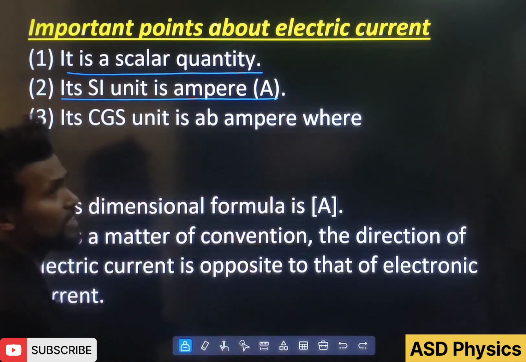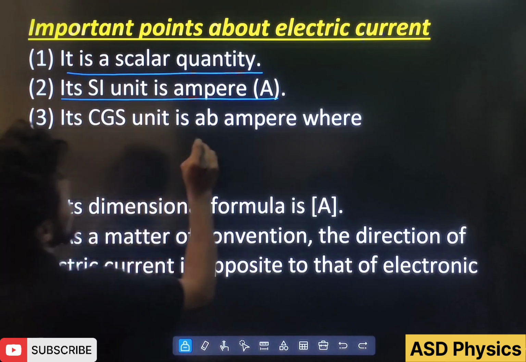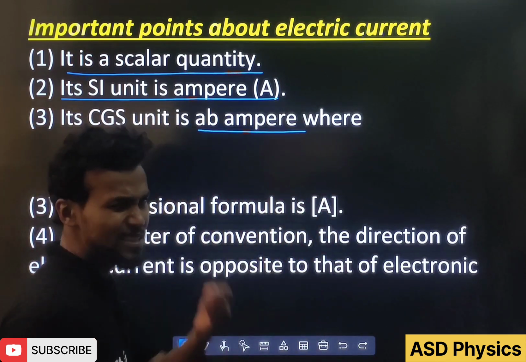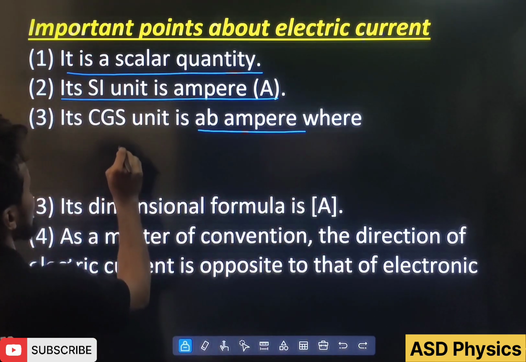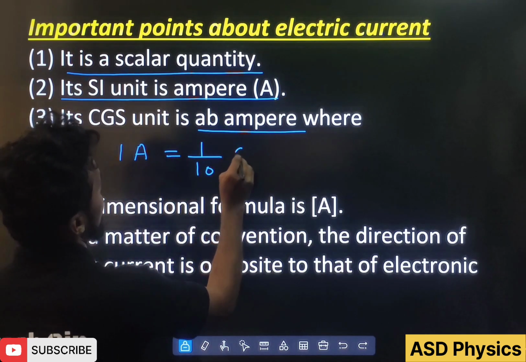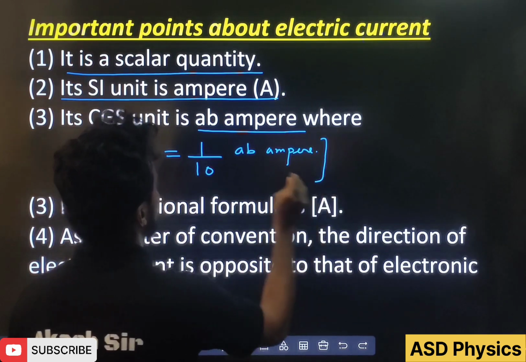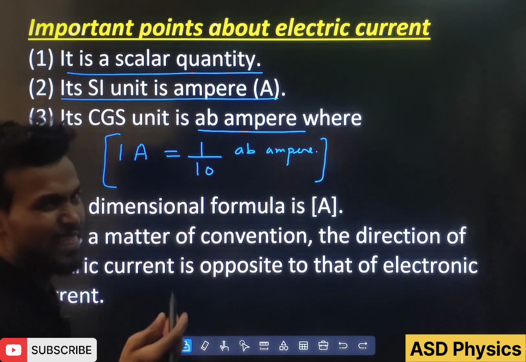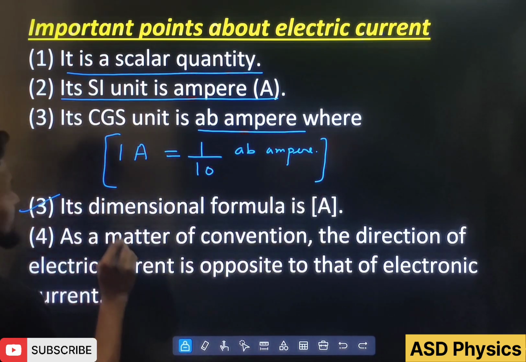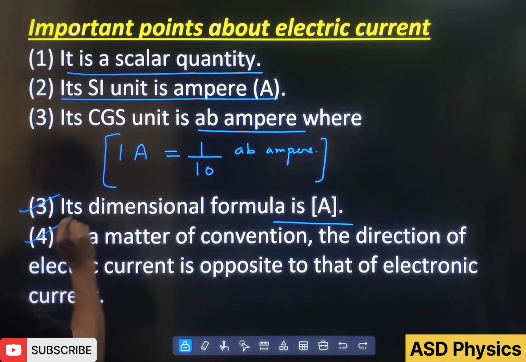Next, its SI unit is the ampere, as I have told you, one of the 7 fundamental quantities. And its CGS unit is the abampere. Very rarely it will be used, but remember that 1 ampere is 1 by 10 abampere. Kindly remember this also, sometimes they use it. Its dimensional formula is very easy, capital A only.